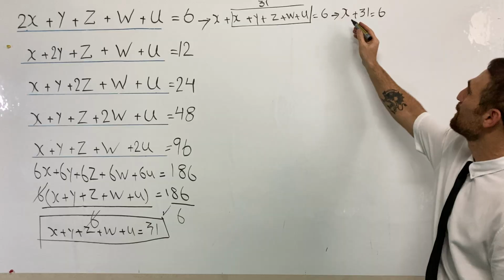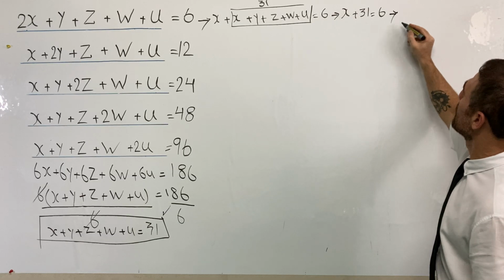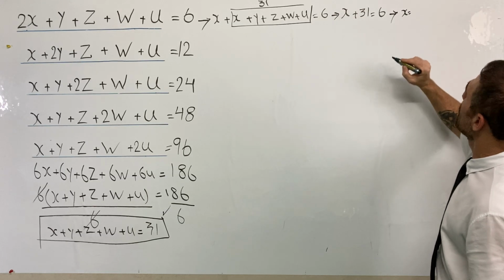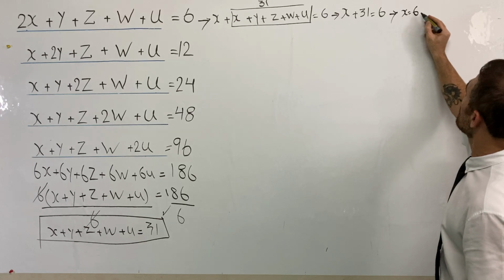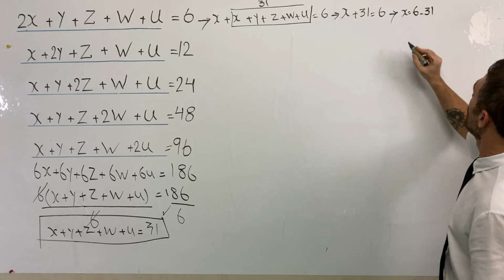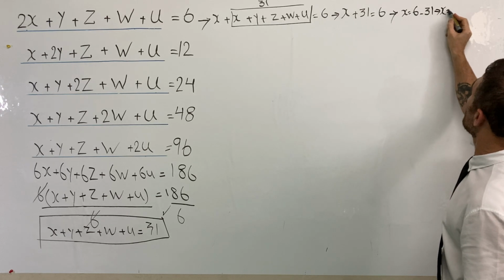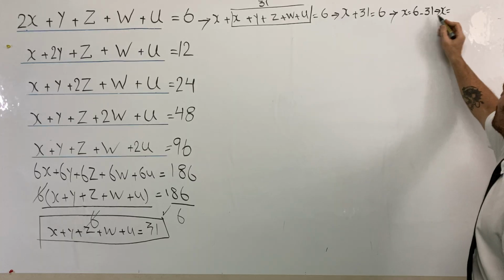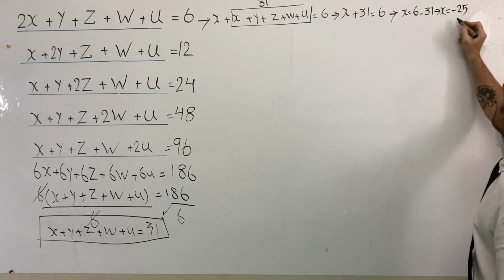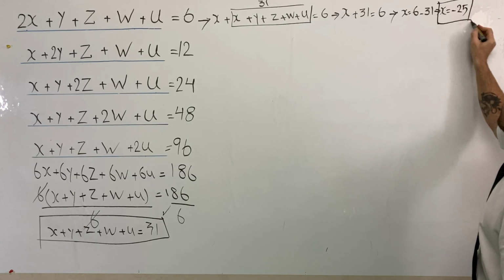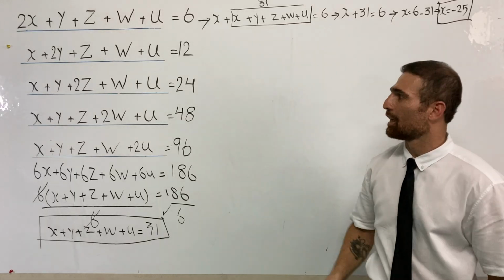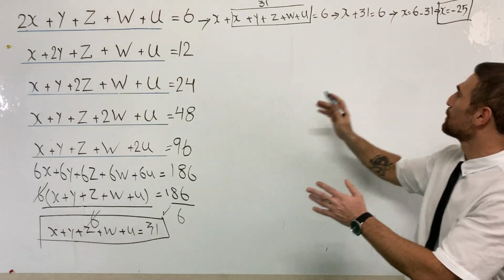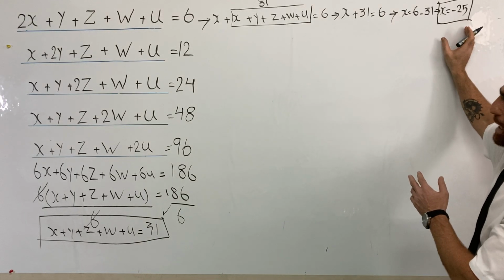Now, tell me, what is the value of x? To find the value of x, it is enough we do 6 minus 31. So the value of x is 6 minus 31 or negative 25. How easy, right? A big mathematics to the simple answer.